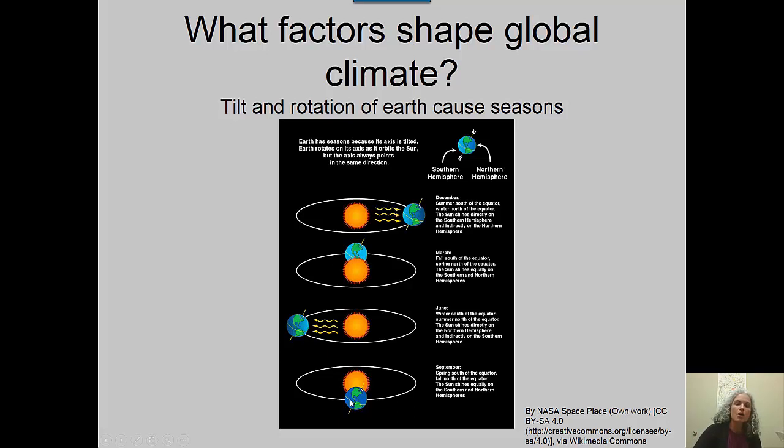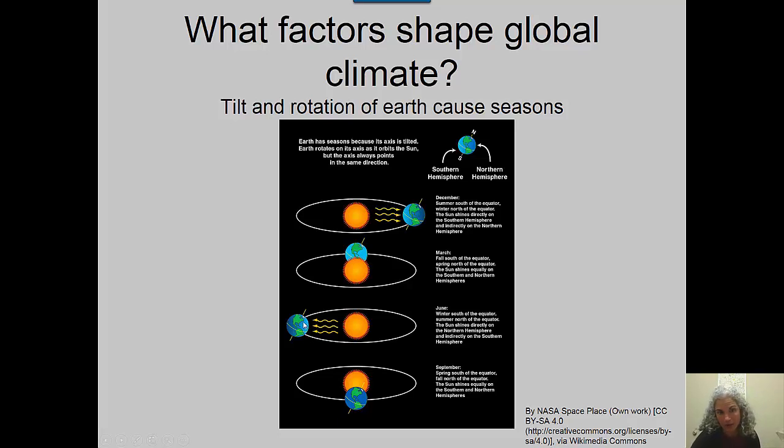So the earth revolves around the sun, and as it does that each year, so that takes a year, we experience different seasons in different places on the planet. So here we see in this particular arrangement, the southern hemisphere is facing the sun. So that would be summer in the southern hemisphere. In this particular conformation, the northern hemisphere is facing the sun.